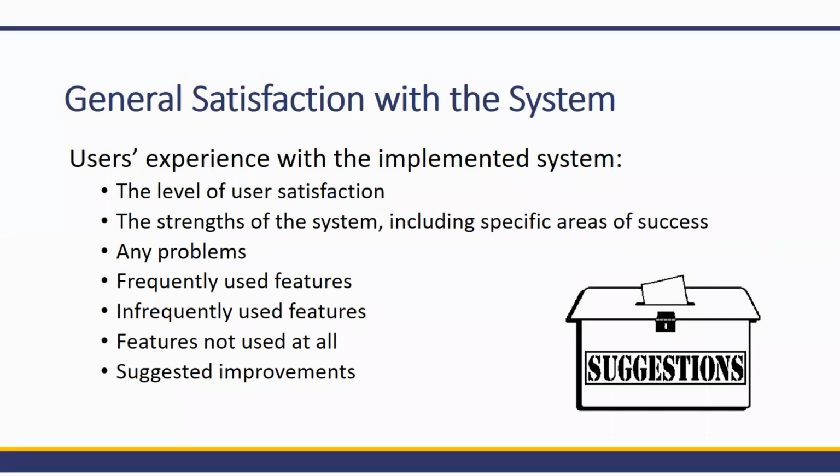So we want to consider people's general satisfaction with the system. What does the end user think? What are the strengths of the system? Included any problems? What are they having? Frequently used features. Are there features that they infrequently use or some features that they don't use at all? And some suggested improvements. Now, why would we want to do this? Well, we might think of turning off some features and not having to validate those in the future, for example.